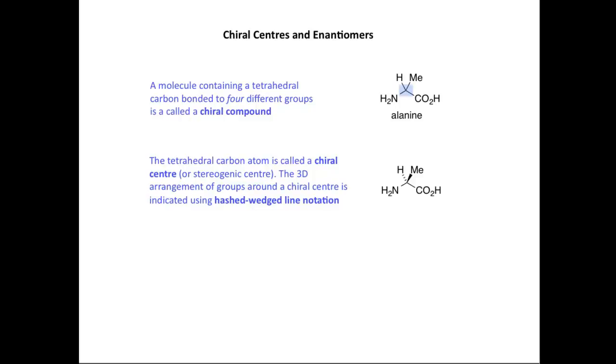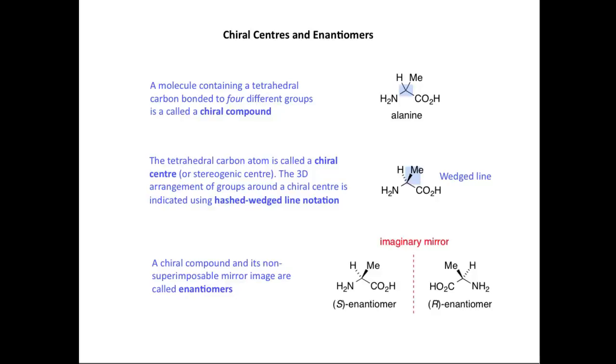So for example, this structure here shows one enantiomer of alanine, and the big fat bond to the methyl group is the wedged line, and that's pointing towards us, and this hashed line here to the hydrogen is pointing away from us. A chiral compound and its non-superimposable mirror image are called enantiomers. So here are the 2 different enantiomers of alanine, and as you can see they are mirror images of one another. This is the so-called S enantiomer, and this one here is called the R enantiomer. And we'll look at how we can define the terms R and S enantiomer in a minute.